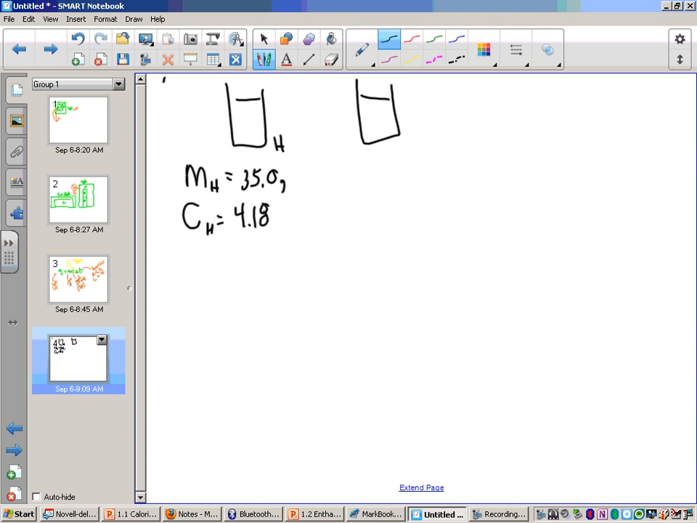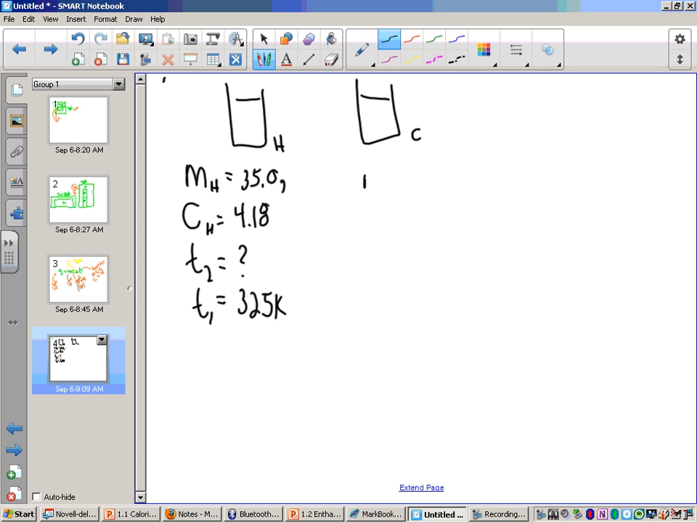And the C of the hot sample is what? 4.18. Excellent. Well, we're dealing with water, right? So it's 4.18. We got two samples of water here, don't we? And a T2 and a T1, and we know what the T1 is. What's the initial temperature of that water, the hot one? 325 Kelvin. And T2, well, that's what we want to find, right? We want to find that final temperature.